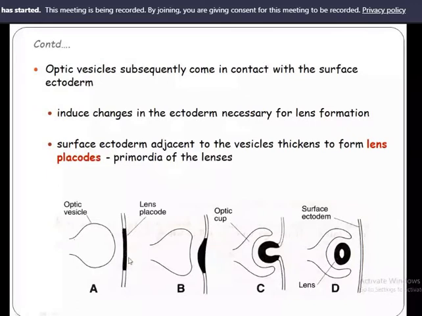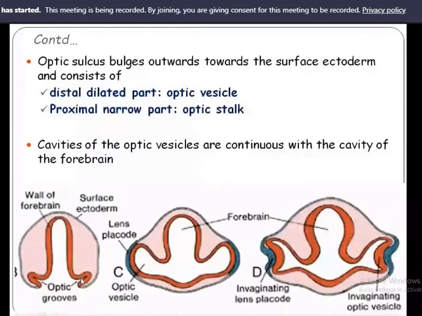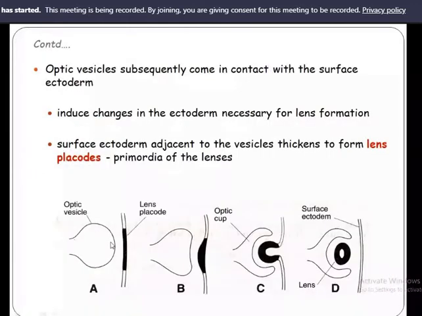So first I'll just explain how the lens is formed. Now this optic vesicle will come in contact with the surface ectoderm. You can see in this diagram also, the surface ectoderm and optic vesicle are in close relation with each other. Now when it comes in contact with the surface ectoderm, the optic vesicle will induce some changes on the surface ectoderm.